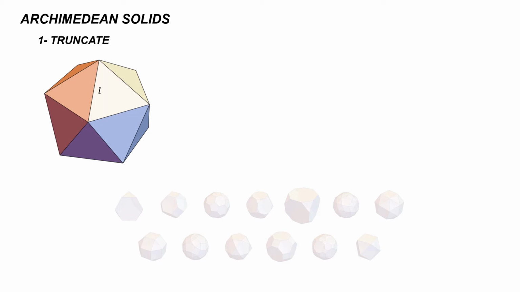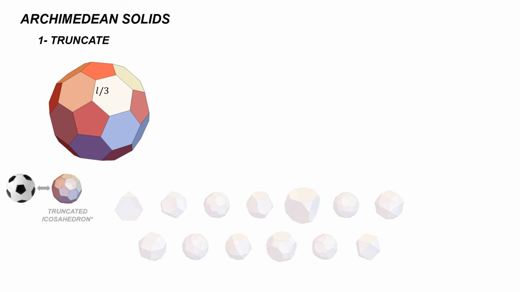bottom 2 rows. Now let's define the first operation, a truncation of the surface at each vertex. If the edge length of an icosahedron is L, the truncated portions highlighted will correspond to a length L over 3. Removing the highlighted regions will lead to an Archimedean solid, a truncated icosahedron, which is a geometry widely associated with the canonical soccer ball.